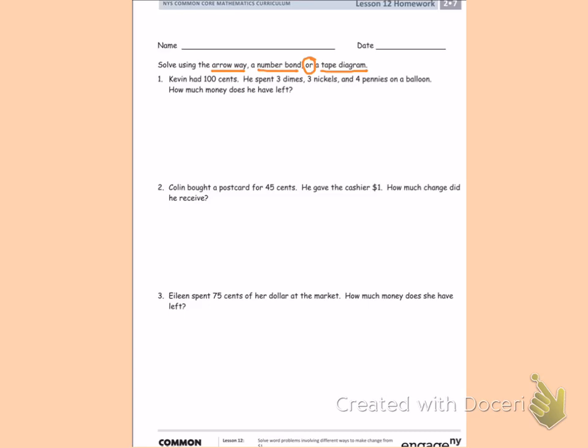Item 1 says, Kevin had 100 cents. He spent 3 dimes, 3 nickels, and 4 pennies on a balloon. How much money does he have left? Well, let's underline the important details of this particular problem. He had 100 cents. He spent 3 dimes, 3 nickels, 4 pennies. And the question says, how much money did he have left?